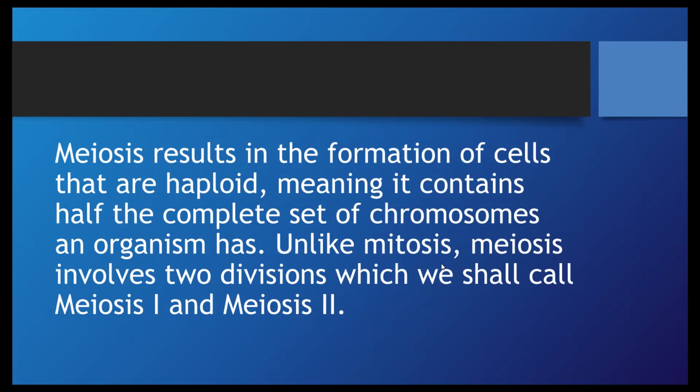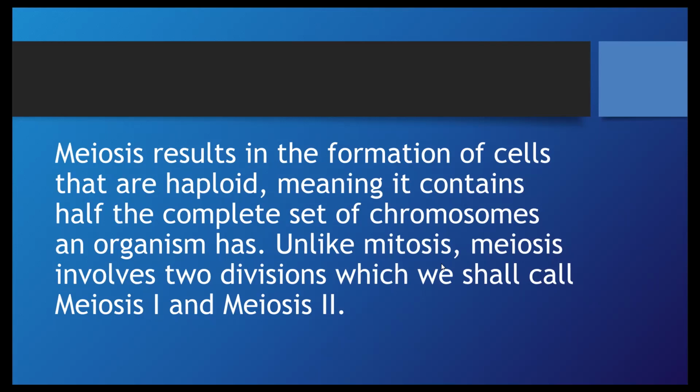So, in meiosis, instead of having 46, how many chromosomes will we have in the gametes? Instead of having 46, we have 23 chromosomes as a result of meiosis. Okay? Unlike mitosis, meiosis involves two divisions, which we call meiosis 1 and meiosis 2. We have two divisions under meiosis.